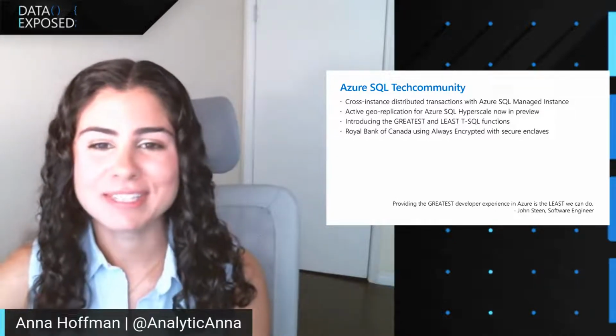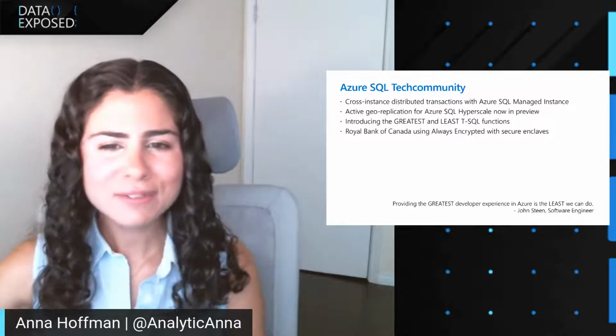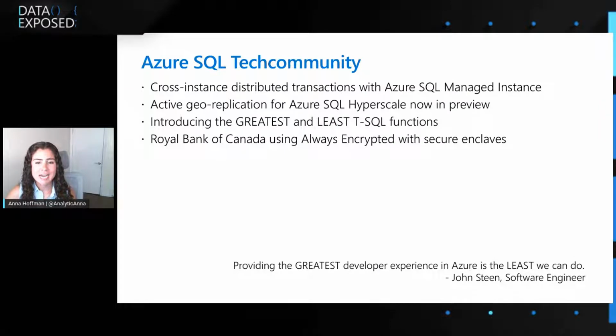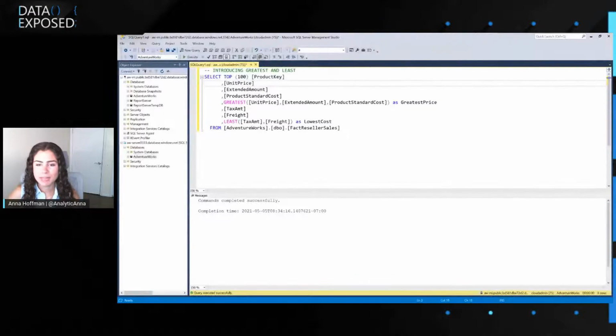The third one was this new T-SQL functionality, and I don't think this is something we do very frequently, so I thought it was pretty interesting. The greatest and least SQL function. So when I first saw this, I was like, well, we already have minimum and maximum. What would I need this for? So I want to show you a quick demo because I went and played with it.